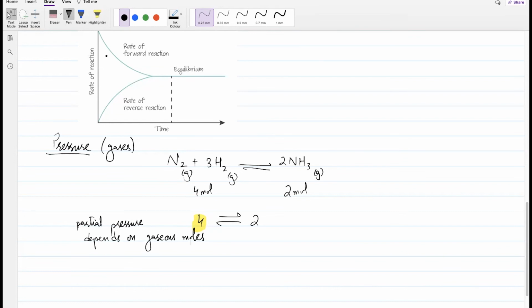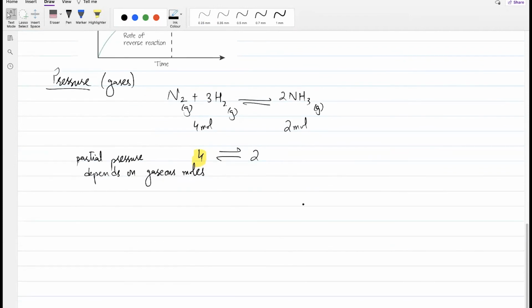So just remember that wherever you have more gaseous moles, that is the side that will be favored if you lower the pressure. And wherever you have less gaseous moles, that is the side that will be preferred or that will be favored if you have higher pressure. So that is how gases are affected. Remember that this is related to gases only. Solids and liquids do not play a part in this. All right? So that's one.